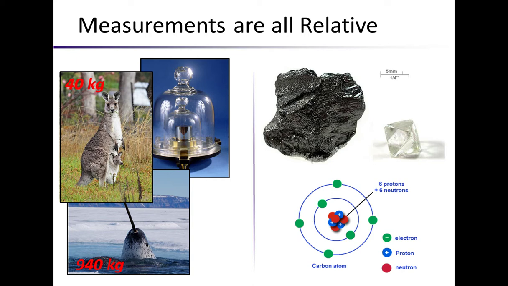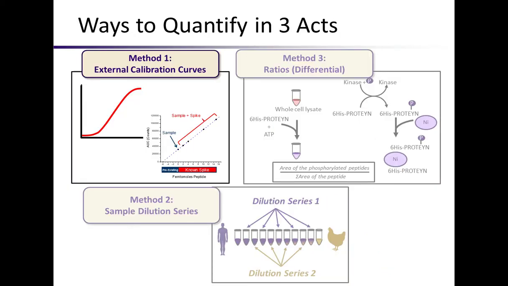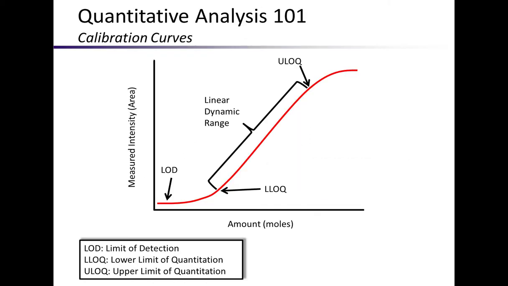Even our atomic scale, right? It's just relative to carbon. Carbon-12 is 12. We just said 12. It's not actually a mass, right? And I want you to keep that in mind when we talk about quantification, because we're always doing relative quantification, and there are always caveats to that. So I'm going to talk briefly about 3 different ways to quantify. We can use an external calibration curve, you can do a sample dilution series, or you can measure differentially, all right? So we'll start with external calibration curves.